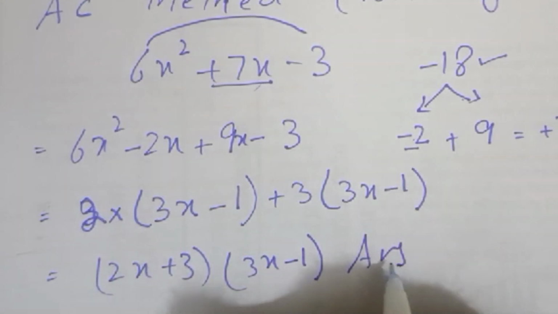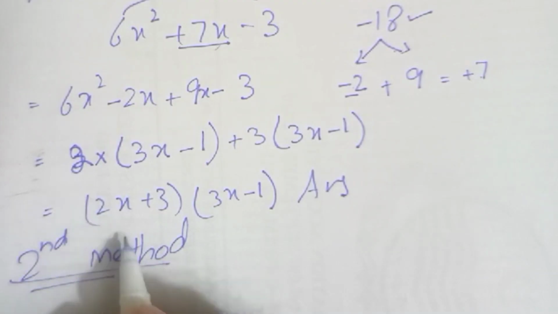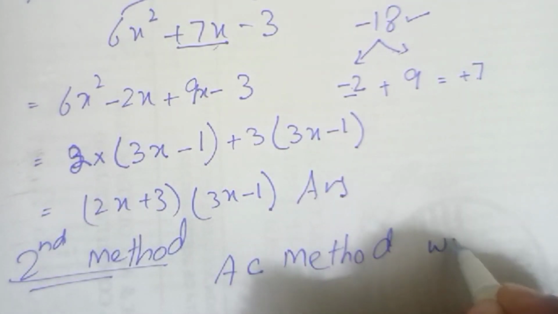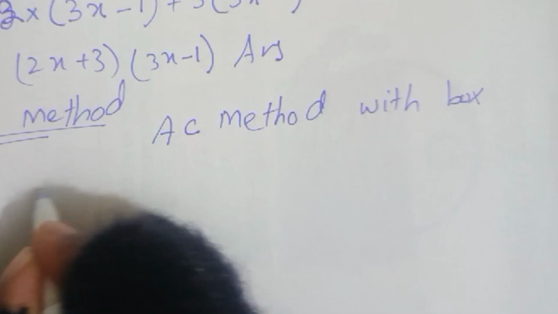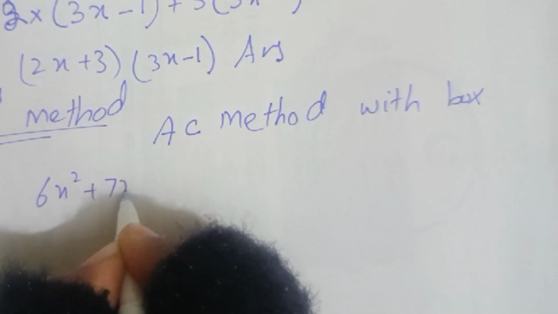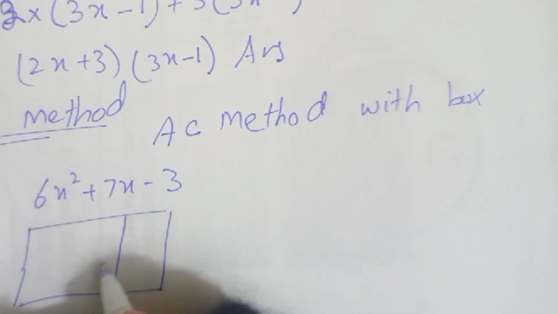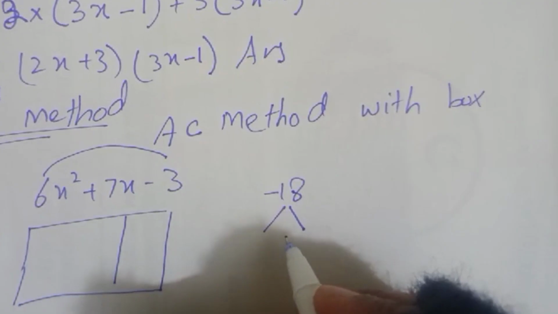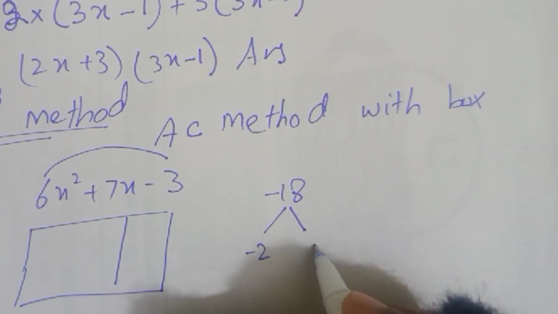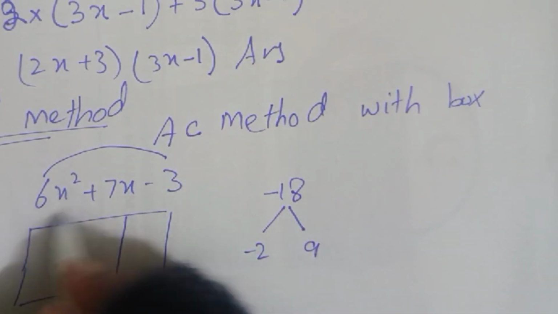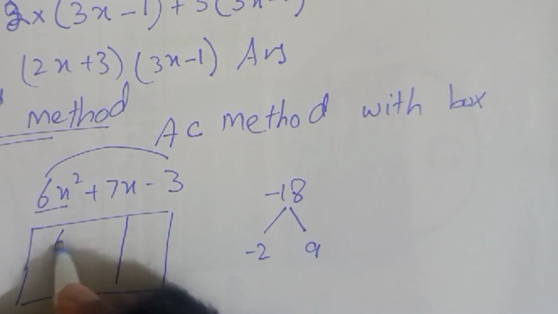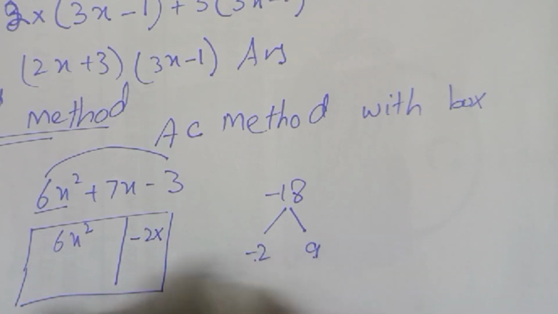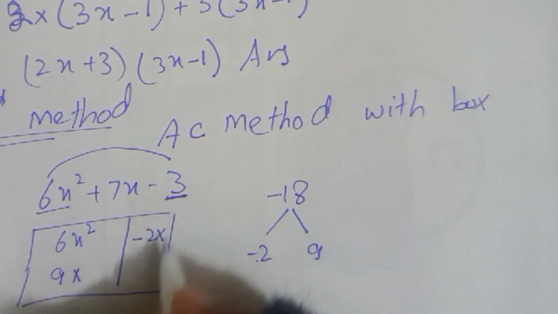So it's our answer. Now we start the second method, the AC method with box. We write the question 6x squared plus 7x minus 3. Now we draw a box like this. If we multiply these two values we get minus 18, and if we split minus 18 we get minus 2 and 9. After drawing the box we write the first number, 6x squared, then minus 2x, then 9x, and the last number is minus 3.